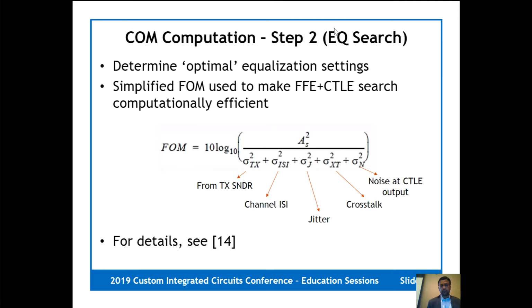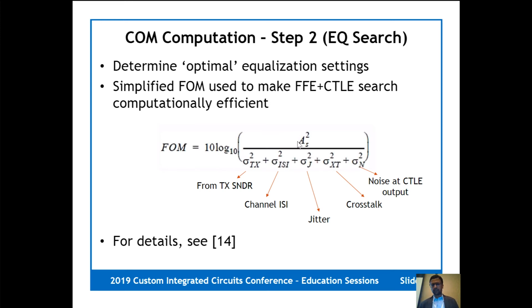The trickier part is the second step, which is the equalization search. Here the problem is to determine what your optimal equalization settings are for transmitter FFE, your receive CTLE, and your DFE. That's actually a pretty hard problem to solve exactly, so people resort to approximations. The agreed upon approximation here is, rather than finding the equalization settings that give the best bit error rate, we'll optimize a simpler form instead.